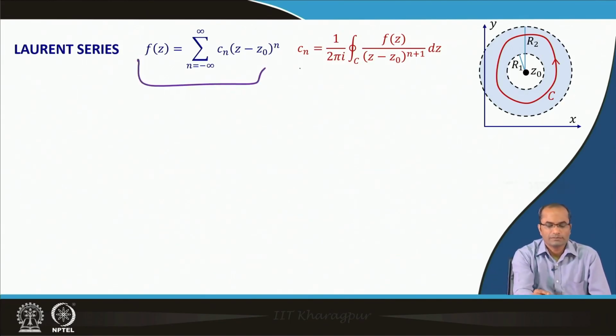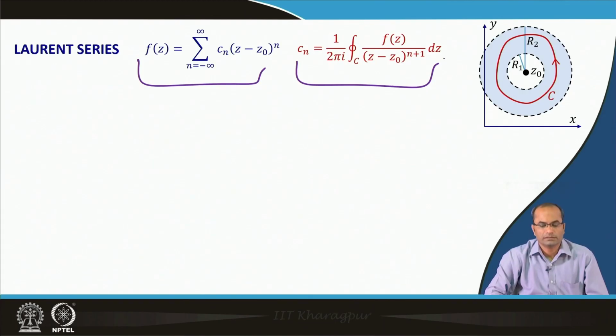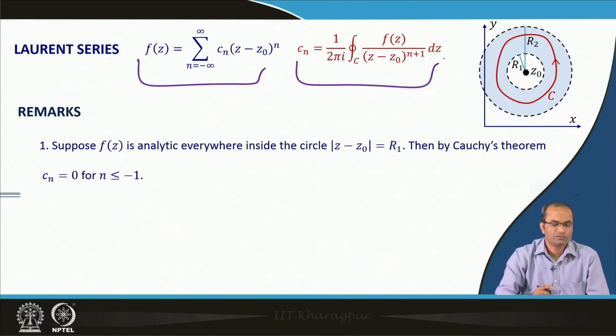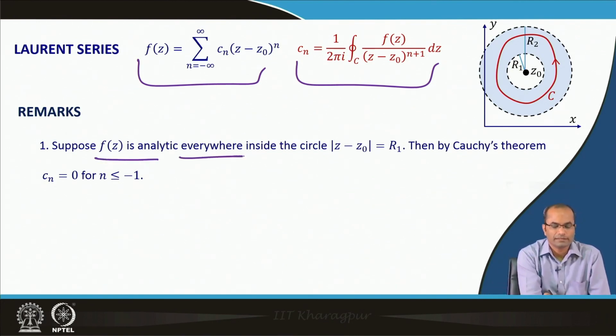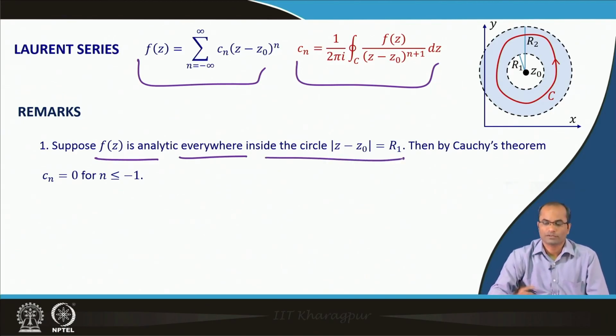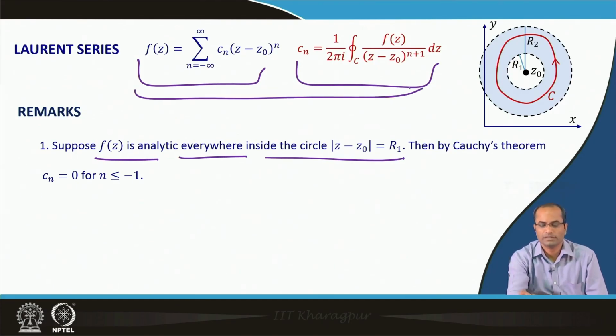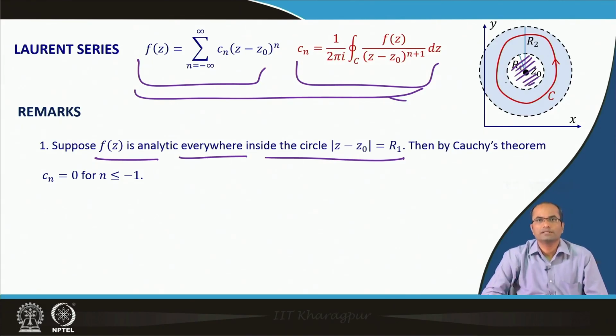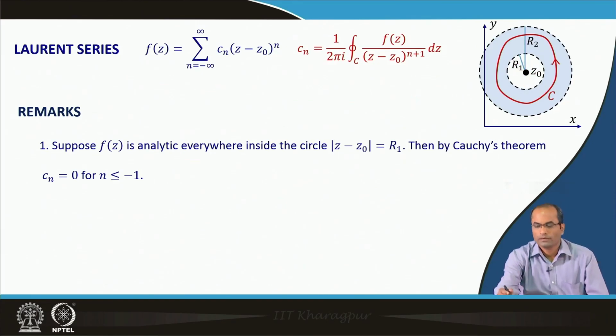So, we have the Laurent series expansion where C n can be evaluated by this integral, and now a few remarks related to this Laurent series expansion. The first one: suppose this f z is analytic everywhere inside this circle of radius r 1. What we have observed while writing this Laurent series is that our function is not analytic at some points in this region of the inner circle. Now we assume that our function is analytic everywhere, so there is no such cut out of this region. So, the function is analytic. What will happen to this Laurent series in that case?